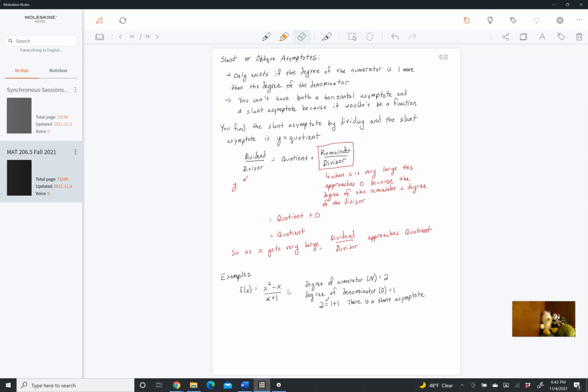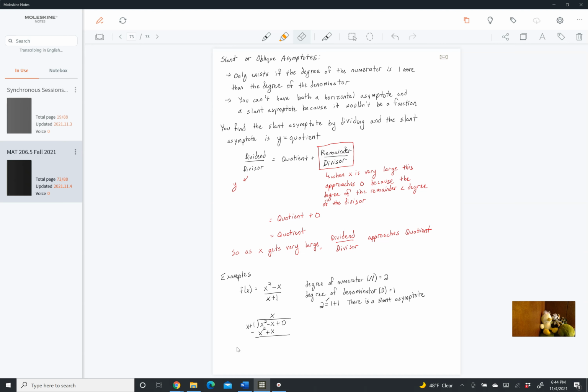Okay, so now we do division. So x plus 1 is being divided into x squared minus x, and remember, you need a plus 0. You need a placeholder. For anybody who is uncomfortable with what we're doing right now, go back to the long division video, okay? How many times does x go into x squared? It goes in x times. x times x is x squared. Then we multiply this x by x plus 1. So that gives us x squared plus x.